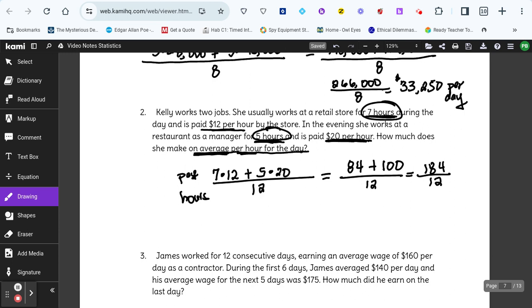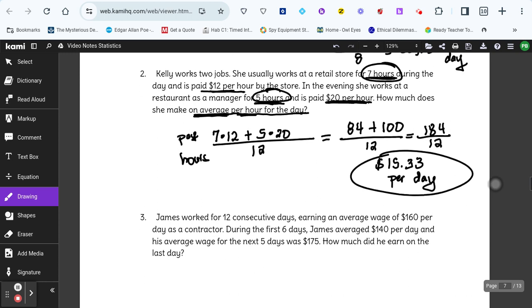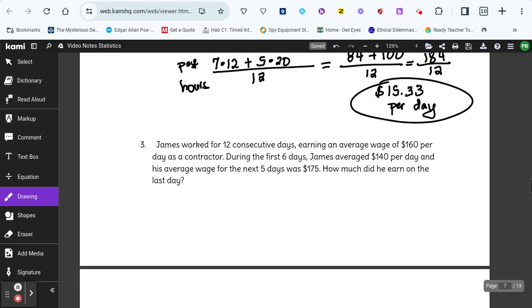And so we can say on average per day, she is making $15.33 per day, but specifically for that day, she made, okay? All right, let's take a look at 3.